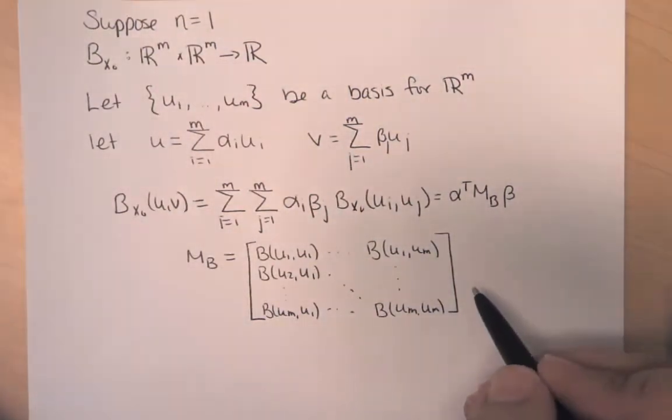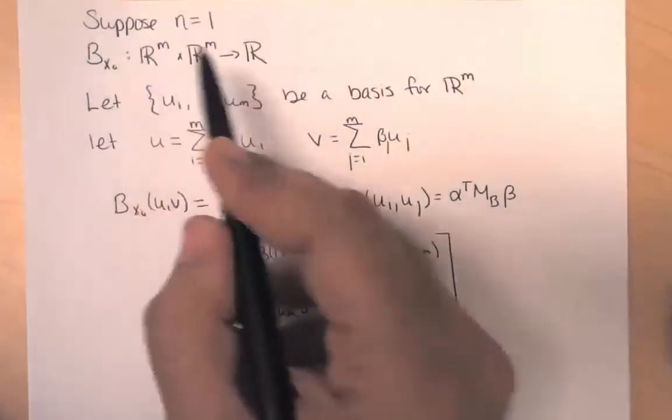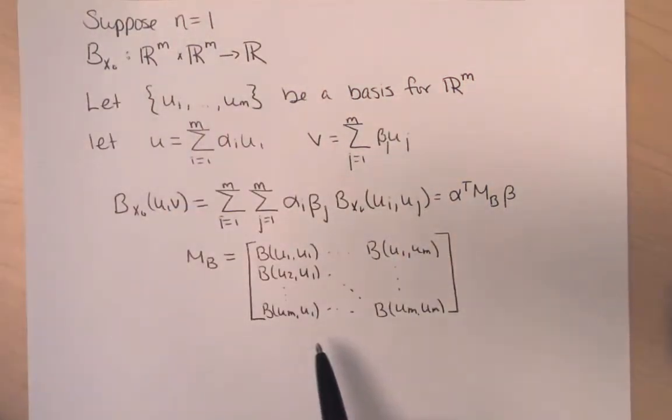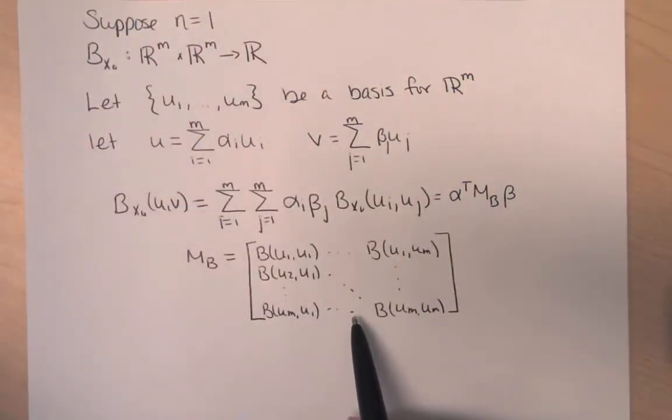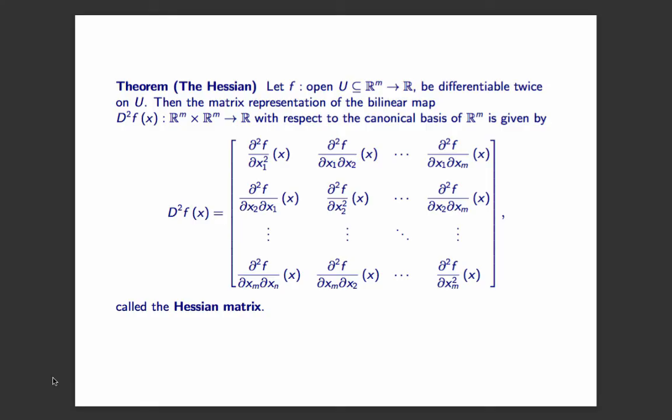That means the second derivative of a function that maps Rm to R can be represented by a matrix. And in fact, that matrix has a name. It's called the Hessian. Let's take a look at it. So for a real valued function, in other words, a function that maps m-dimensional vectors to numbers, if it's differentiable twice, then the matrix representation of the bilinear map, as we pointed out, the bilinear map can be represented by a matrix.